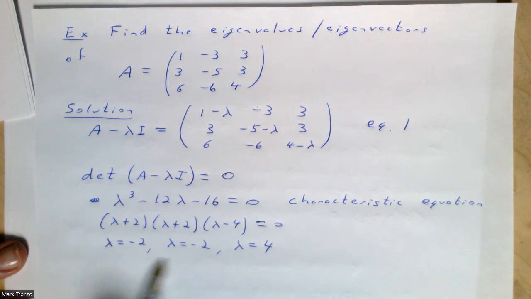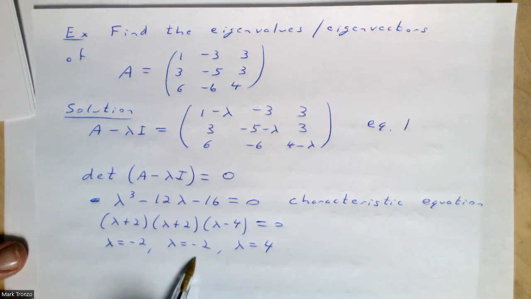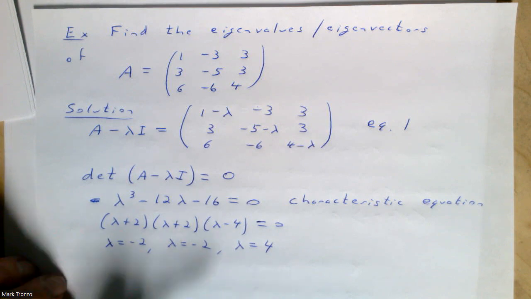So now when you have a repeat like this, you could possibly only have one eigenvector, though sometimes you'll have two. So let's go through this and see what we have. So substitute, so put lambda equal minus 2 into equation 1.